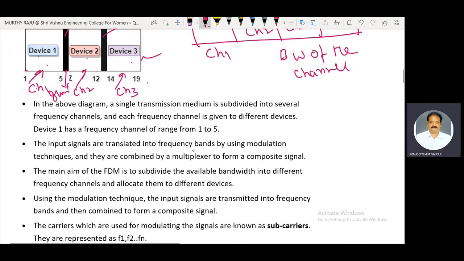The input signals are translated into frequency bands by using modulation techniques, and they are combined by a multiplexer to form a composite signal. Suppose a signal is generated by a source with frequency FM. Another carrier, with carrier frequency FC, is used to modulate the signal. After modulation, three frequencies are generated: FC, FC plus FM, and FC minus FM. One carrier frequency and two sideband frequencies are generated.